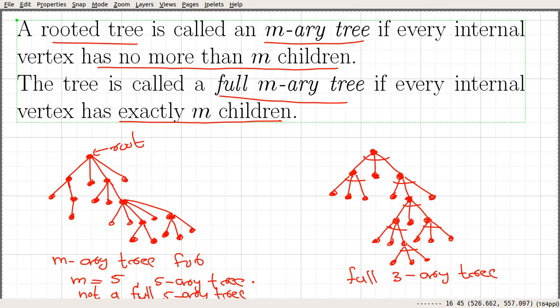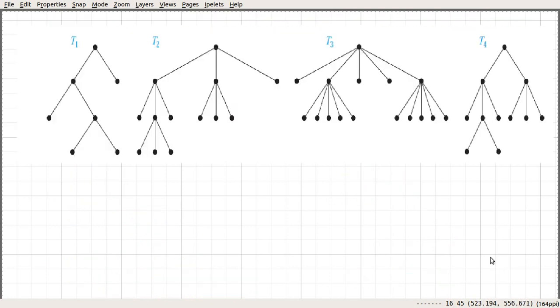Okay, so let's look into some more examples. Let's consider these 4 trees. If you look into this particular tree, we can see that this tree is a 2-ary tree. Here all the internal vertices have 2 children, and it is a full 2-ary tree.